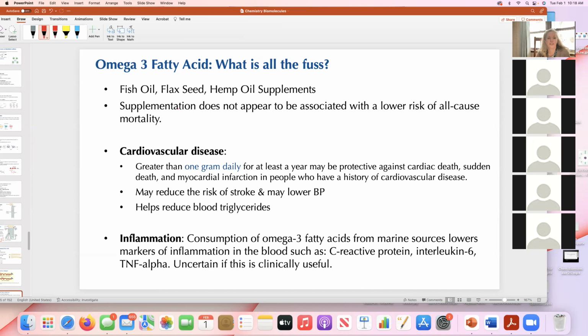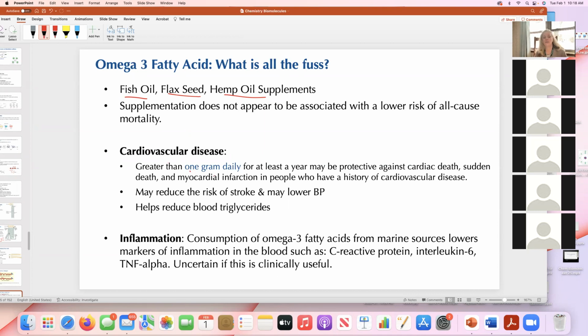So I just threw in this slide last night of what is all the fuss about omega-3. You find it in fish oil, flaxseed oil, even hemp oil supplements, okay? Now, they thought for the longest time that consuming these oils was going to be associated with a lower risk of all-cause mortality, but it's not doing that, okay? That hasn't panned out. Where it is significant is with cardiovascular disease.